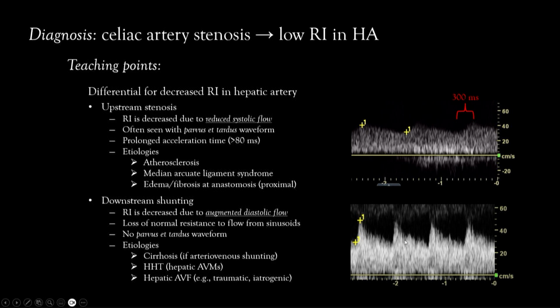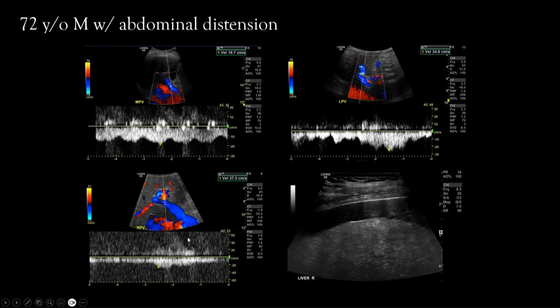They're both manifesting as low resistive indices. And in this case, you're going to think of some abnormal communication between an artery and a vein. As I said, in cirrhosis, sometimes you get a lot of arteriovenous shunting as those collaterals form. But you're going to be thinking about things like HHT with hepatic AVMs or hepatic arteriovenous fistula, which oftentimes is either going to be traumatic or iatrogenic.